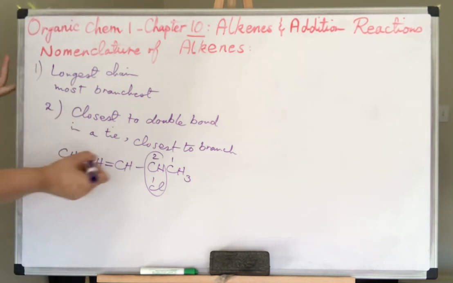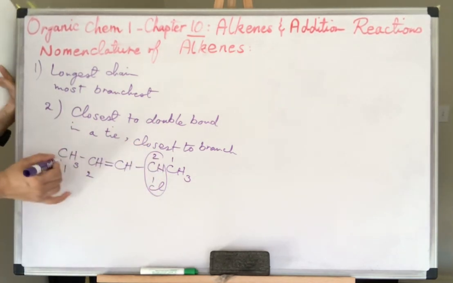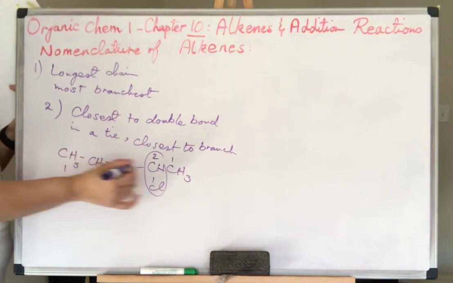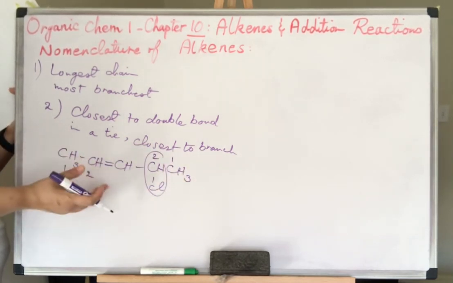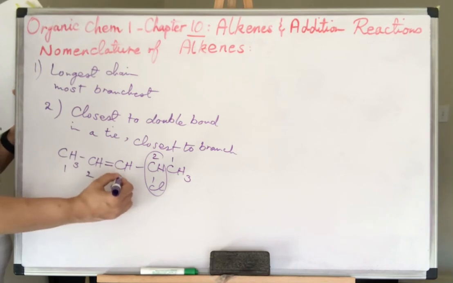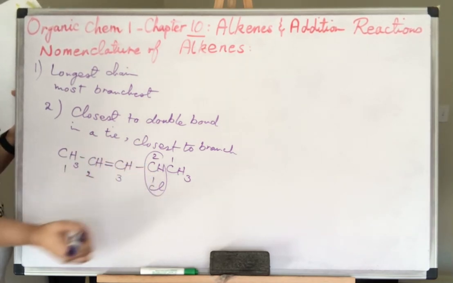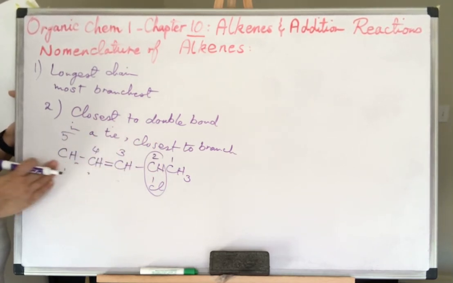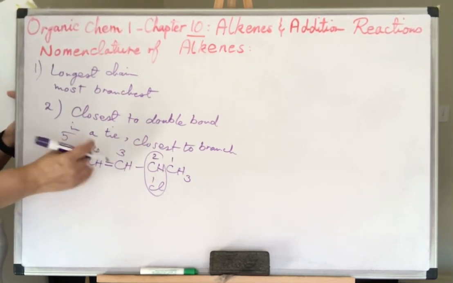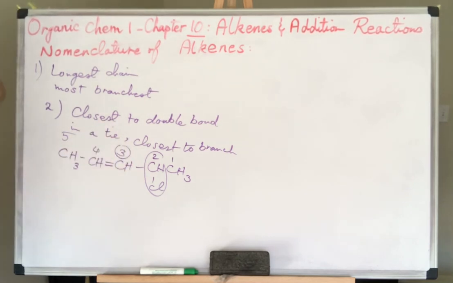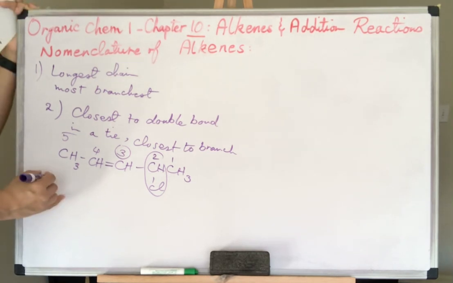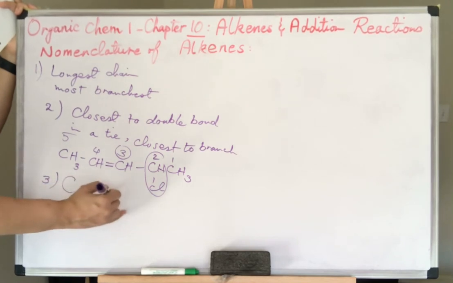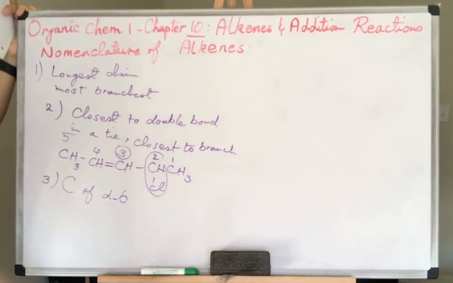By the way, when you are numbering the chain, the longest chain must include both of the carbons in the double bond. Okay? So 1, 2, 3, 4, and 5. And you always number the double bond by the number of the carbon that starts the double bond. The third rule is to indicate the carbon of the double bond. In a minute, I'll show you with an example.